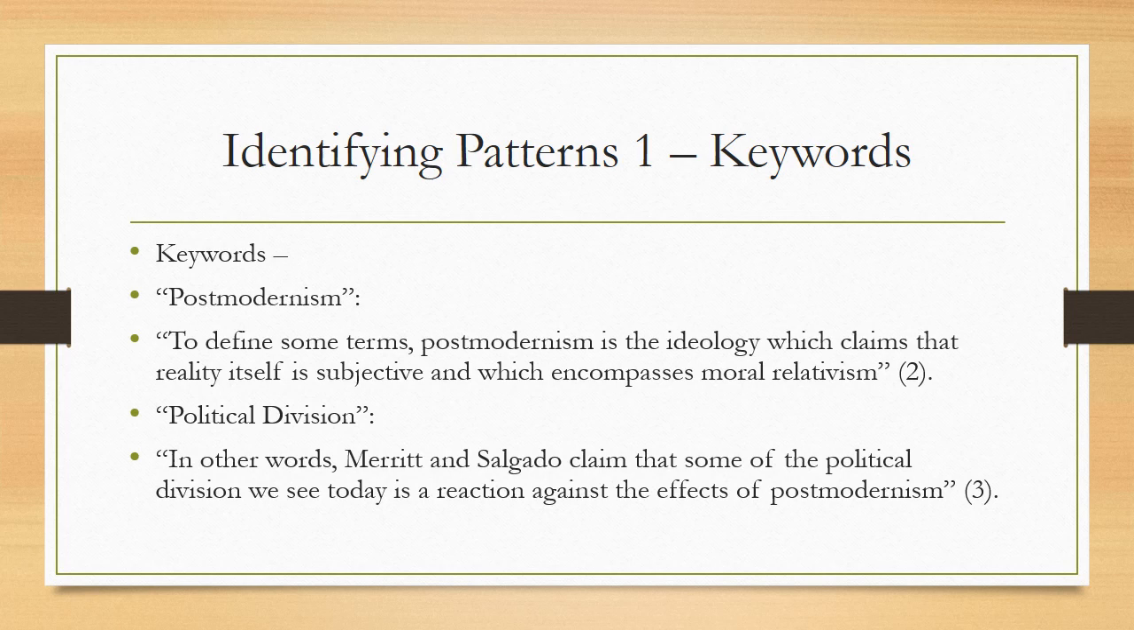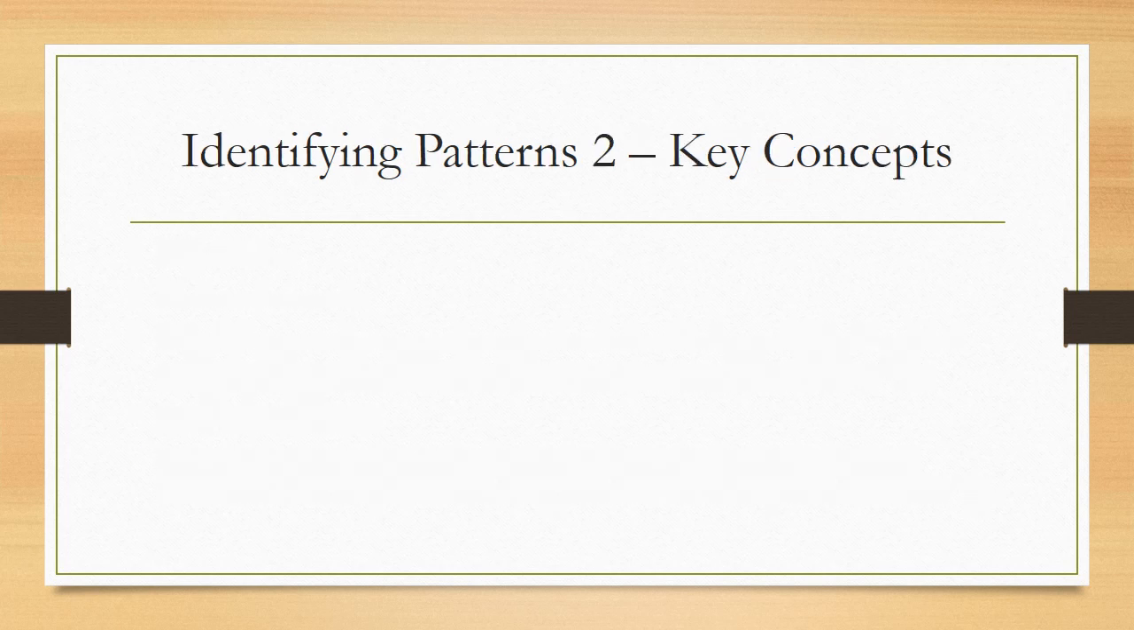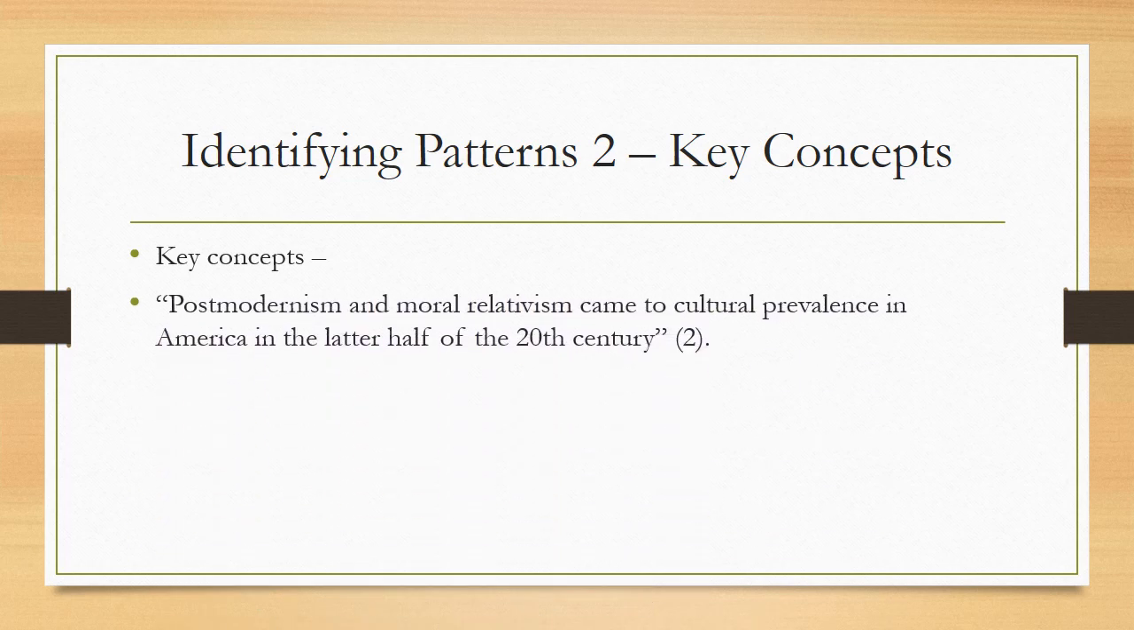So let's see how these two keywords, postmodernism and political division, play out, how the student uses them. Two key concepts are illustrated in these two quotes from the student's paper. The first one deals with postmodernism. "Postmodernism and moral relativism came to cultural prevalence in America in the latter half of the 20th century." So this is that cultural shift from objective morality to relative or subjective morality.